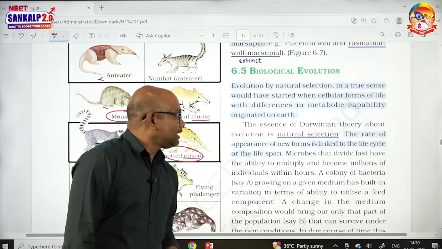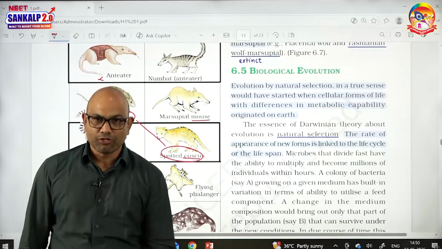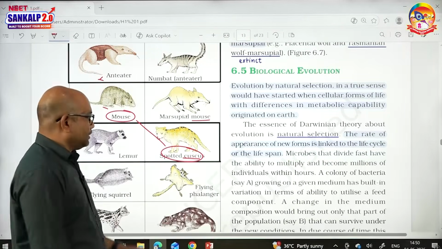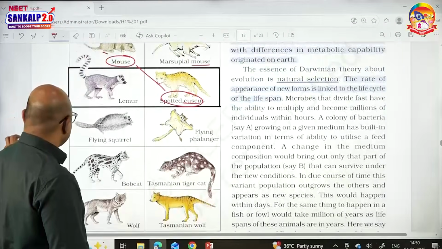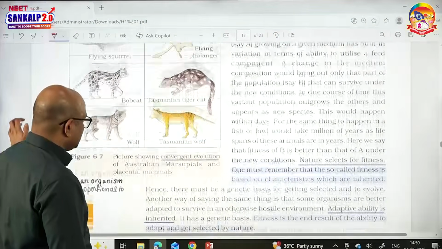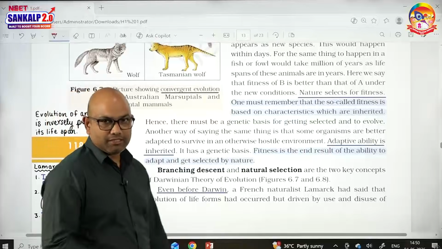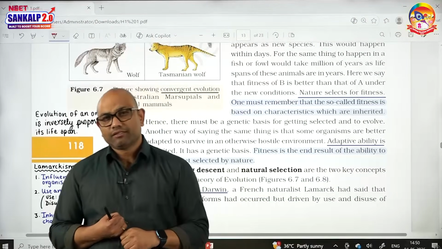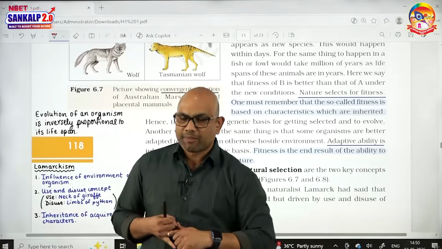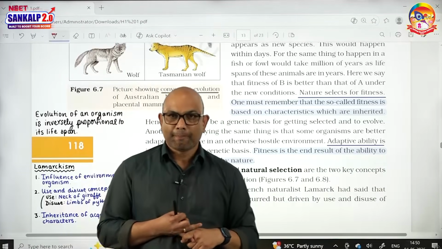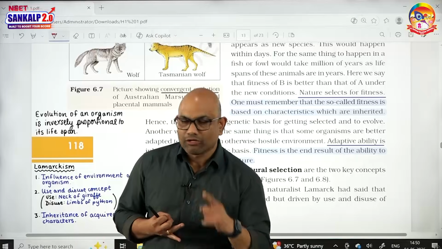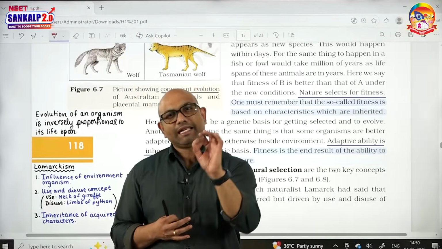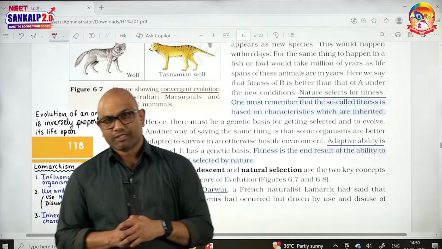Next, biological evolution. In biological evolution, I am going to discuss theories that favor evolution. The first theory I am going to discuss is the theory of Lamarck. So, 3 points only, remember guys. Lamarck is a French botanist. The concepts explained by Lamarck include, the first one, influence of environment on organisms. The second one is the use and disuse concept. The third one is inheritance of acquired characters.